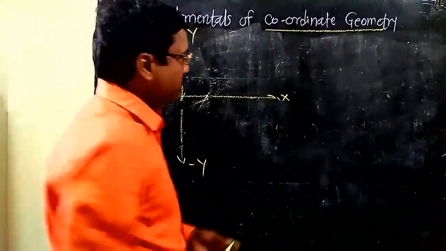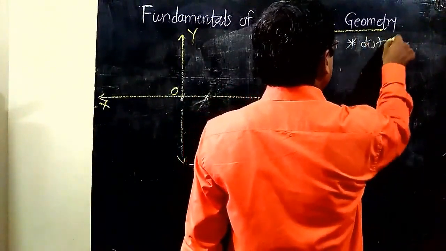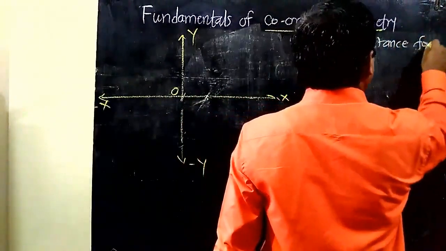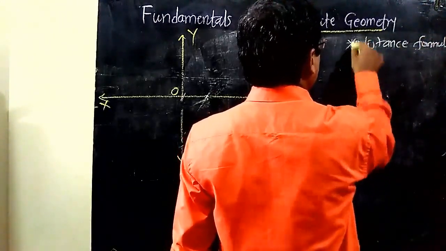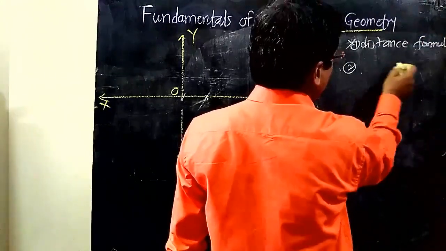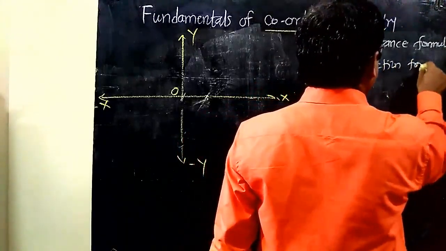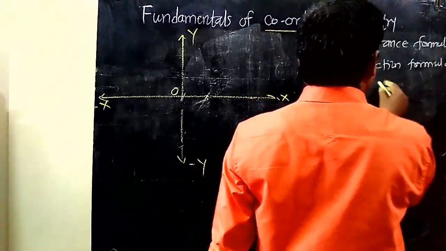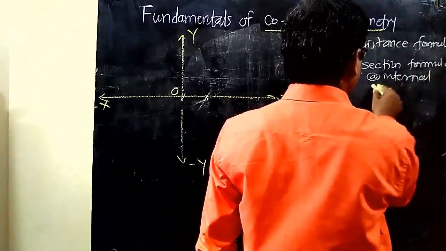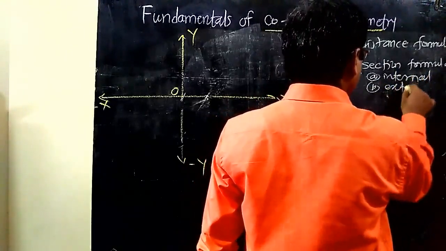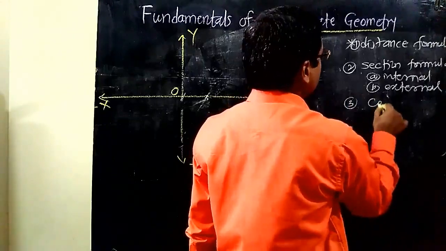I will write here the names of the important formulas. One is the distance formula. Second one is the section formula. There are two types. One is the internal section formula. Second one is the external section formula. Third one is the centroid formula.